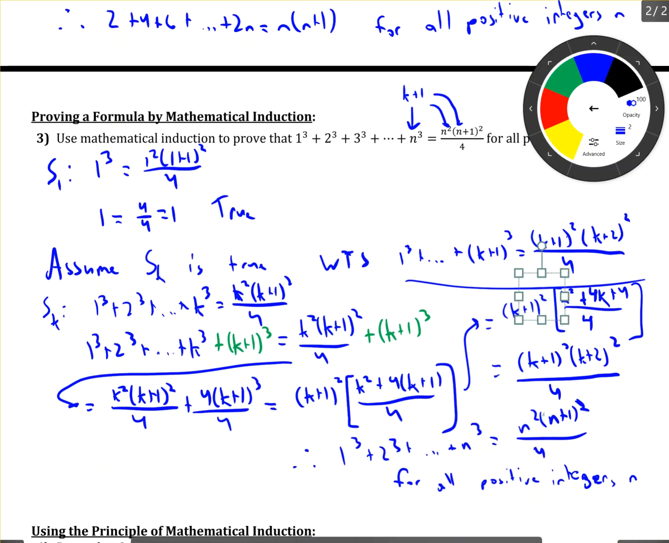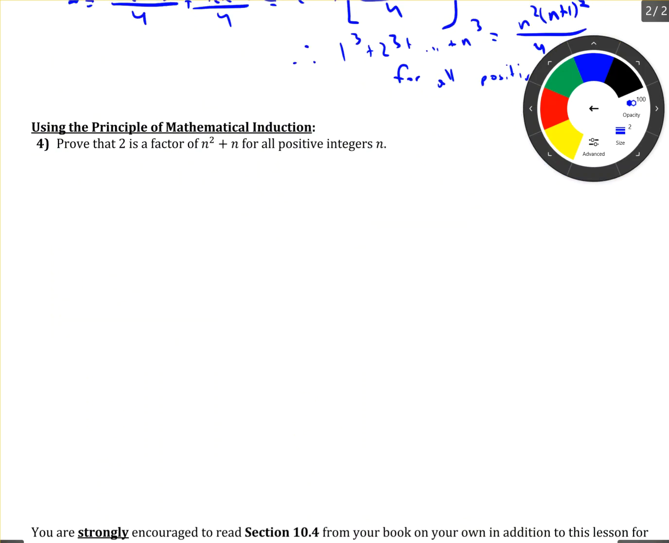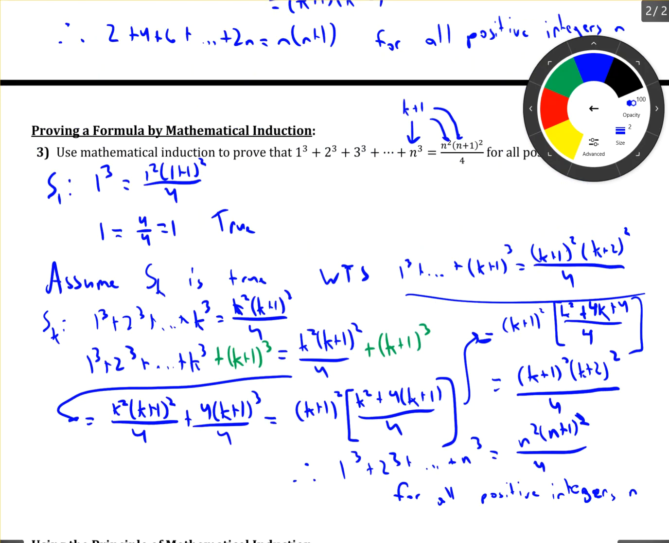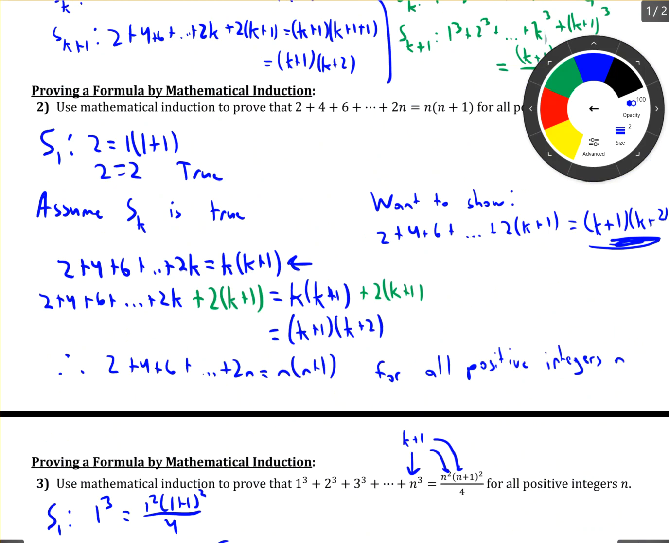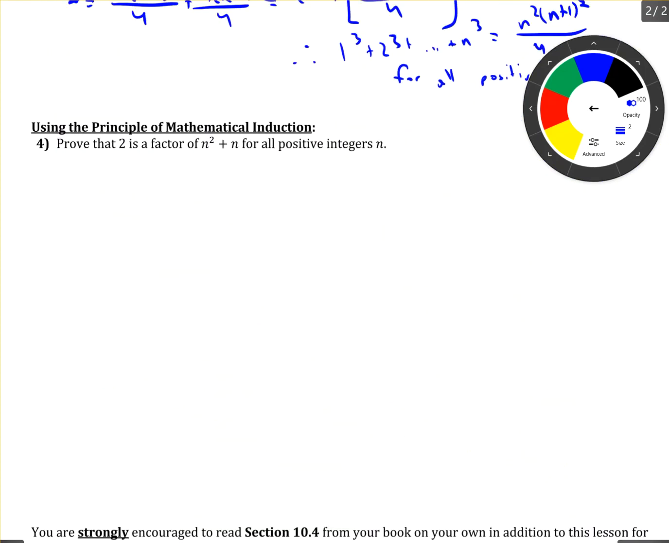All right, last question here. Number 4, prove that 2 is a factor of n squared plus n for all positive integers n. So the first two were just showing sums, basically finite partial sums, where each of the left and right side represents a finite sum. This one, now we have a different statement: that 2 is a factor of n squared plus n for all positive integers n. Now, you could prove this one without induction, but since we're just trying to get practice using induction, let's go ahead and use that.